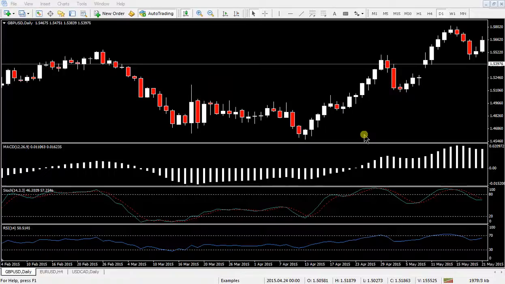Again, I've had a lot of questions in my group about divergence, so I thought I'd quickly do a video for you guys just to explain divergence a bit. What divergence basically means is if the price moves in one direction, but your indicator or your oscillator starts moving in a different direction. Normally the oscillators will move in the exact same direction as the price. But once they start moving in different directions, this is what we call divergence.